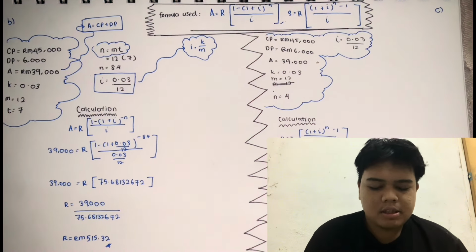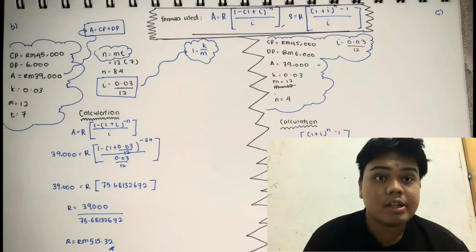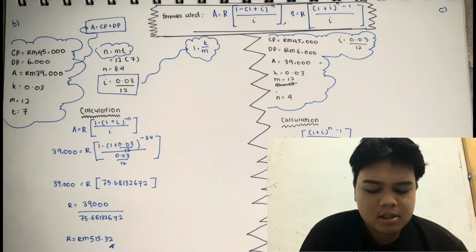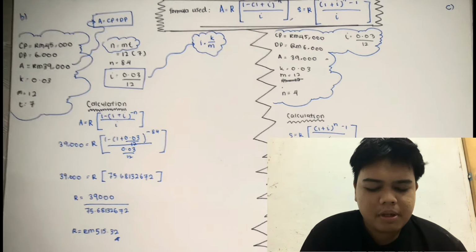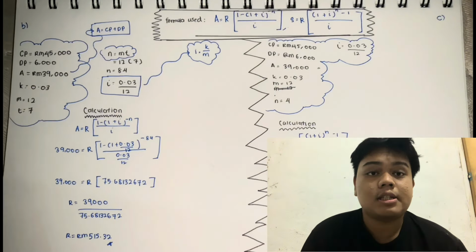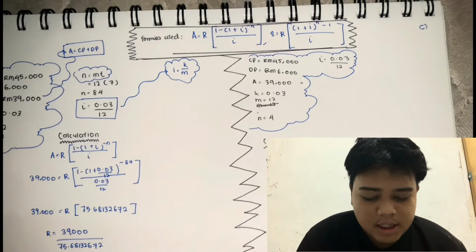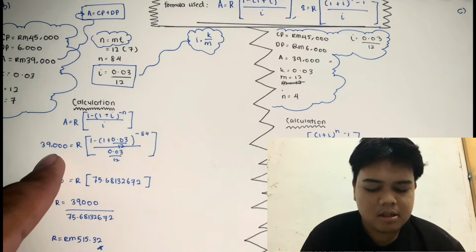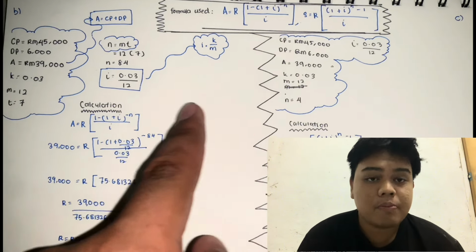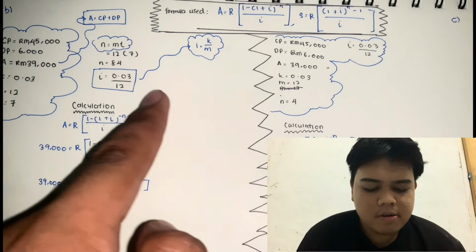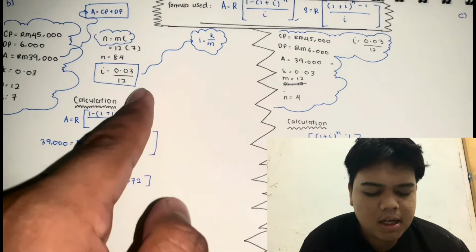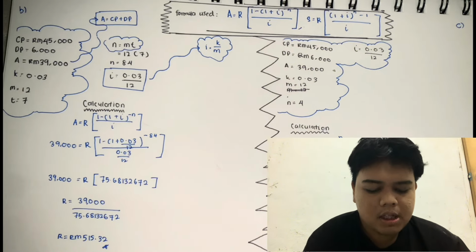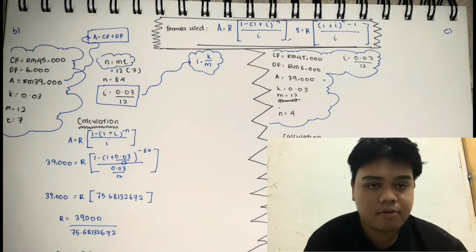Question B. The cash price, which is CP, is 45,000. The down payment is 6,000. So the balance is CP minus DP. So the total is 39,000. For k is 0.03, which is the interest. For m, the number of payments per year, is 12. For t is 7. n is the number of payments. So n equals m times t. The total of n is 84.